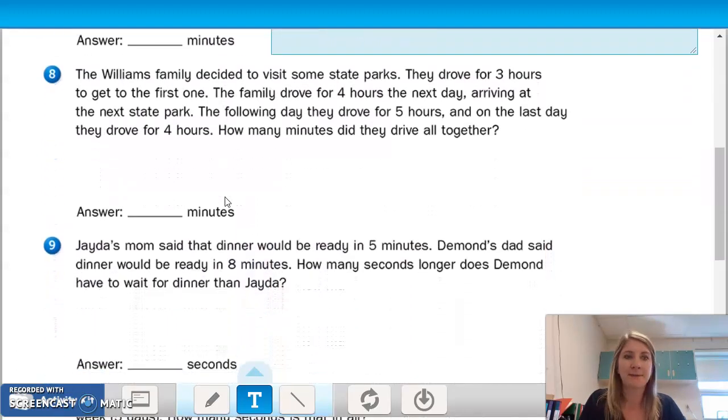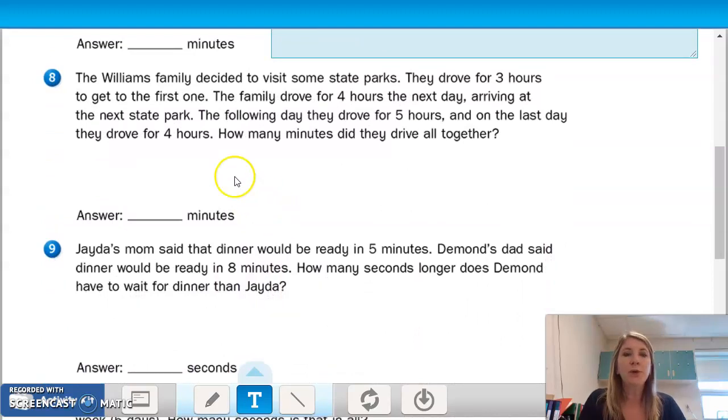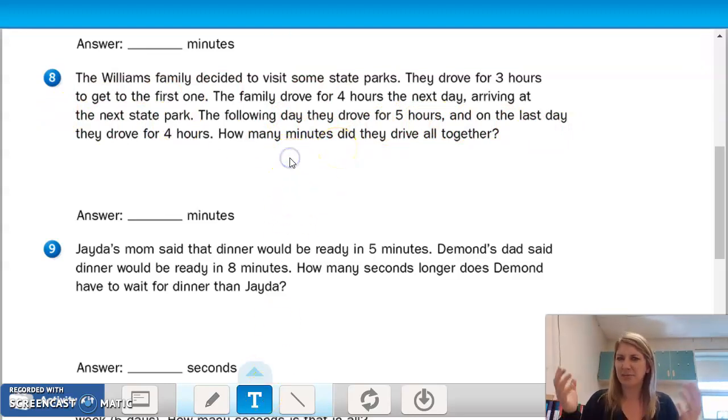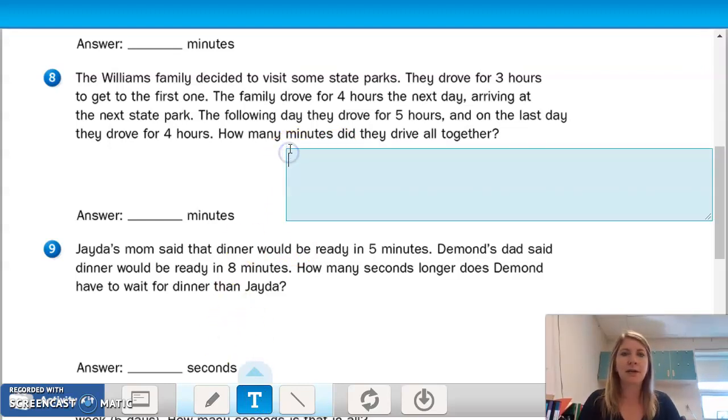All right, number 8. The Williams family decided to visit some state parks. They drove for 3 hours to get to the first one, 4 hours the next day, arriving at the next state park. The following day, they drove 5 hours, and on the last day, they drove 4 hours. How many minutes did they drive all together? Oh, well, I just got to take every day and put them all together, right? Put them all together.